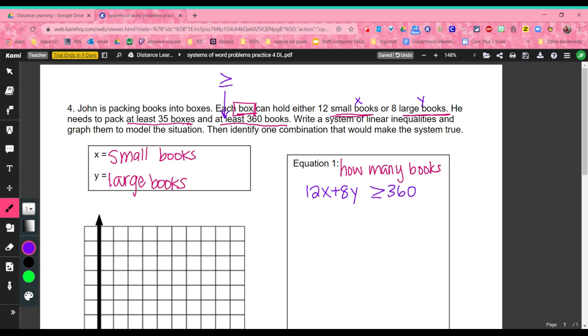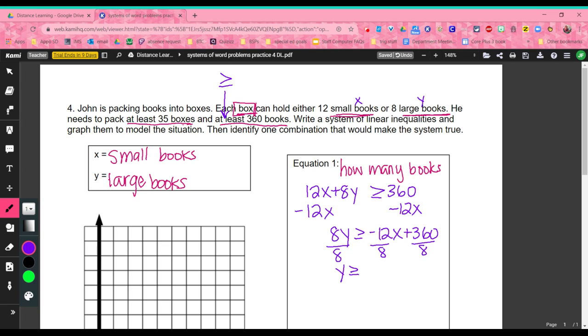The first step is to subtract 12x from both sides. So I have 8y is greater than or equal to negative 12x plus 360. My second step is divide by 8. Y is greater than or equal to, and when I divide negative 12 by 8, I get a decimal, negative 1.5. I don't want to use that as my slope. I can either leave my slope as negative 12 over 8, or I can simplify my slope.